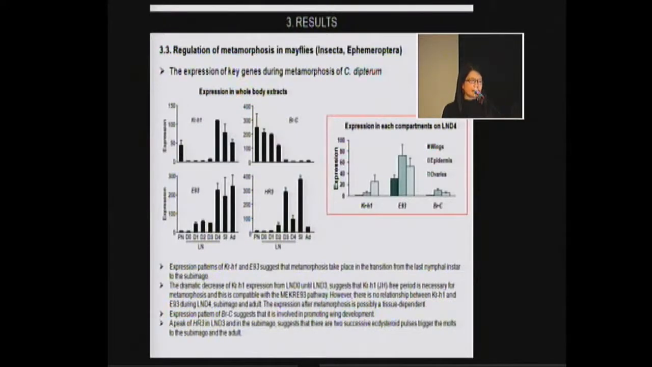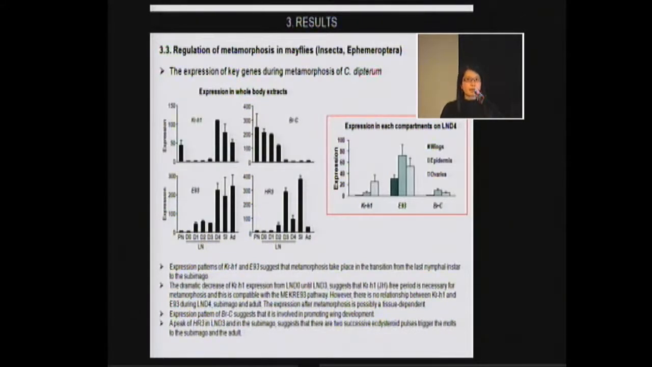However, for the relation between Krüppel homolog 1 and E93 on day 4 or during subimago and adult stage, we still don't know what the interaction between these 2 genes is. Maybe there is an interaction in some way, or the interaction of these 2 genes happens and it may be tissue dependent, because we did another measurement on day 4.